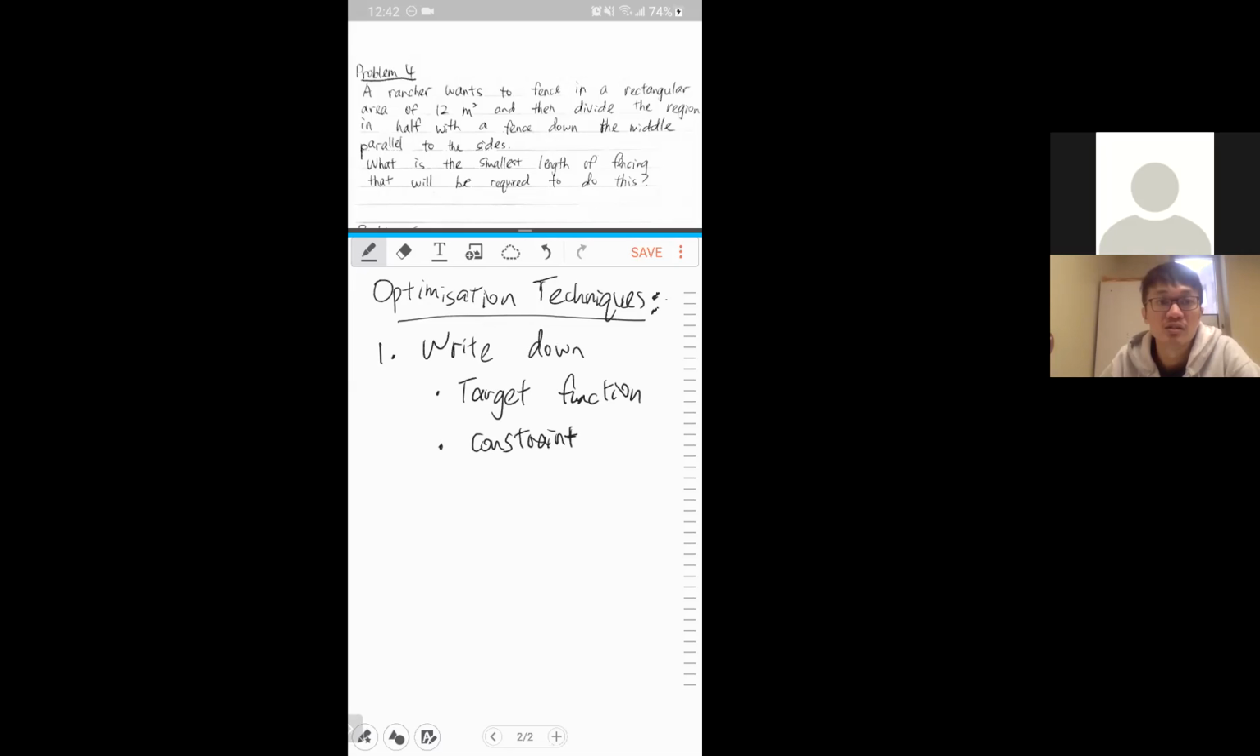By optimize, I mean you either want to maximize or minimize. Constraint, that's usually in the question. So whenever there's a number in the question, that's how you get a constraint. And then because we want to maximize or minimize, you want to use a constraint to change the target function into a one variable function.